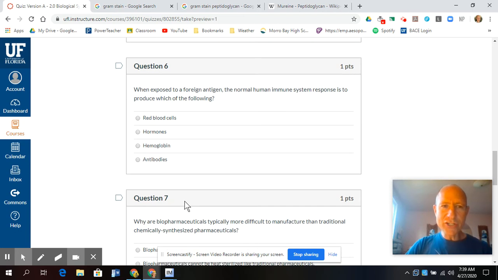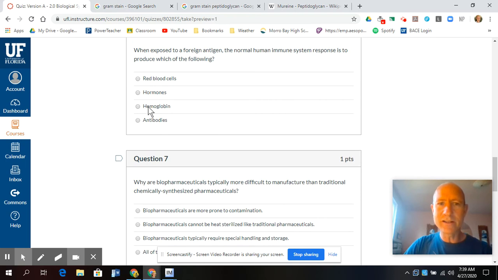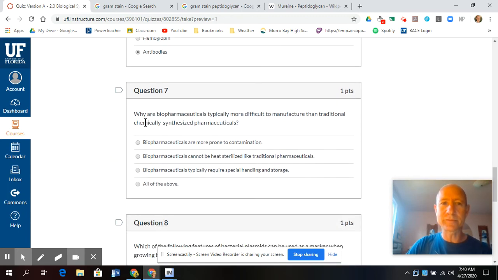Oh. Question 6. When exposed to a foreign antigen, remember an antigen is something that causes an immune response, like pollen or a germ. When exposed to a foreign antigen, the normal human immune system response is to produce which of the following? We're going to look for something that's involved in immune system functioning. Red blood cells? No. White blood cells? Yes. But red blood cells? No. They're involved in gas exchange. Hormones? No. Hemoglobin? No. Antibodies? Yes. This is a possible right answer as we learn with that cytokine storm stuff, but boom, this is what we're looking for, antibodies.